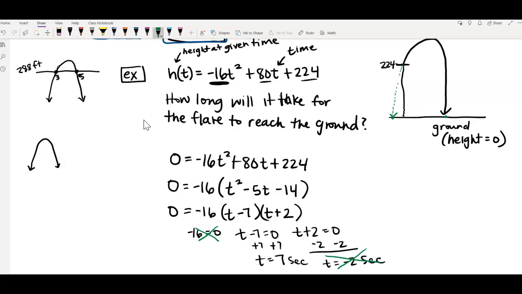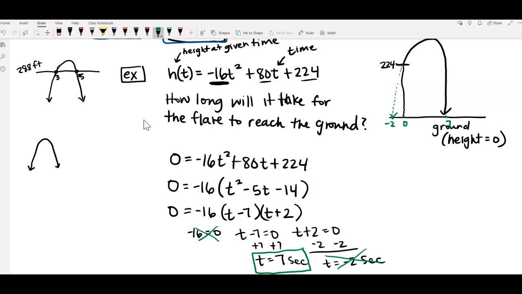But that's the time before it let go, because here's 0 at 0 seconds. Here's 7 seconds. And that's why this is negative 2. So it doesn't make any sense because it could never be there. So your answer on this would just be 7 seconds. You just have one answer for that. It takes 7 seconds for it to hit the ground.